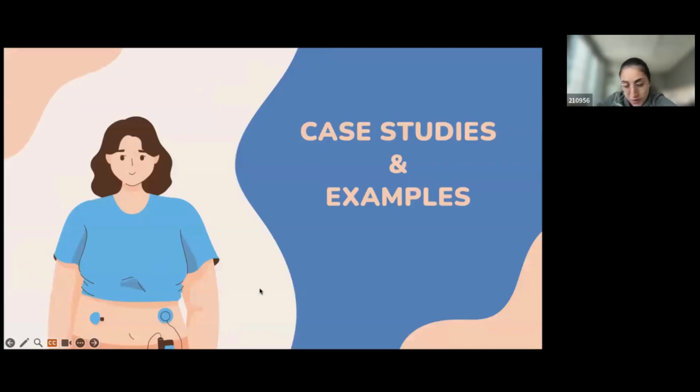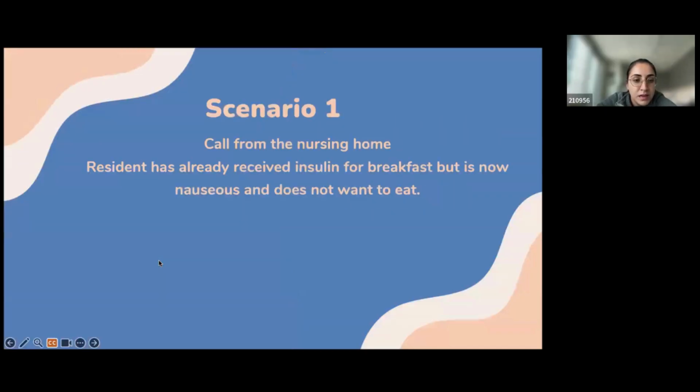I think we have about 5 minutes to go over a couple of cases. I'll just read through them, just to deliver a couple more learning points. So we get a call from the nursing home. The resident has already received their insulin for breakfast, but is now nauseous and doesn't really want to eat. What should we advise the nurse to do?